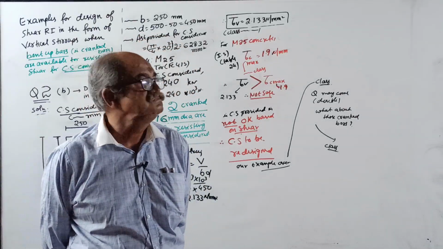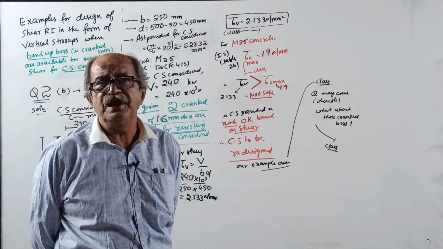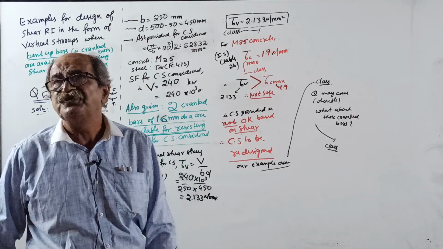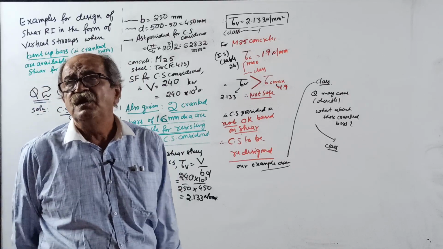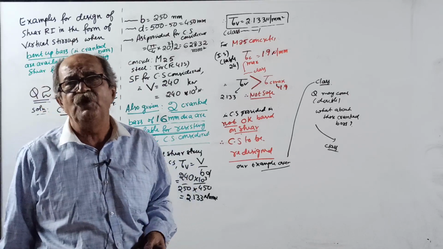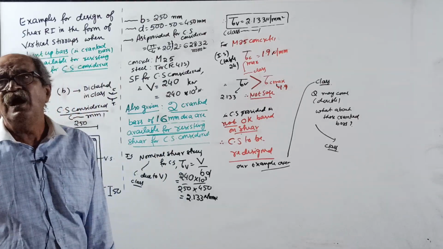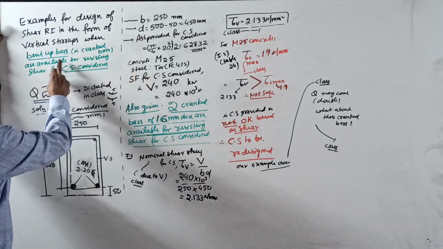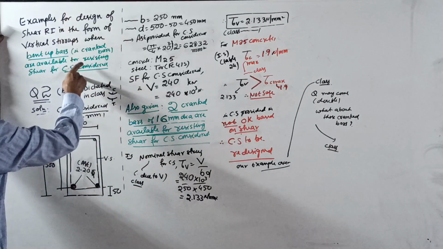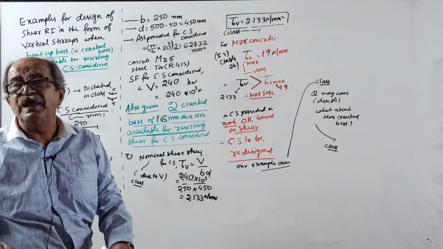Welcome to all. This is part 4 of design of shear reinforcement for beams. Part 1 and part 2 were for when shear reinforcement was in the form of only vertical stirrups. Part 3 and part 4 are when bent up bars or cranked bars are available for resisting shear. But remember, finally the design is using vertical stirrups only.